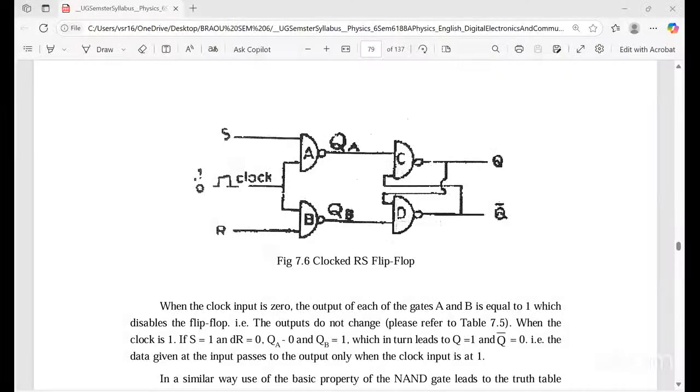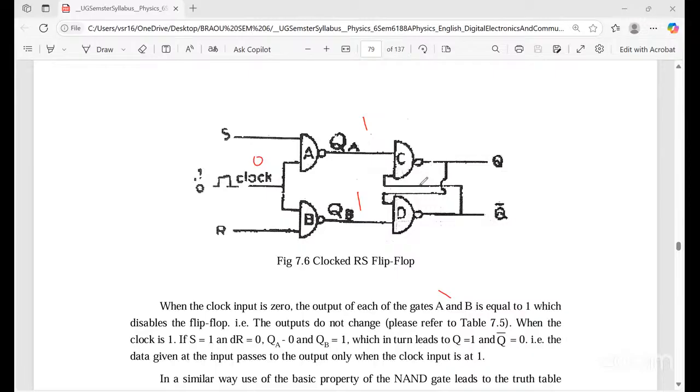when the clock input is 0. Okay. In this case, gates A and B are 0, which means A and B equal to 1, and that is the forbidden condition. That means it disables the flip-flop, so the output does not change.